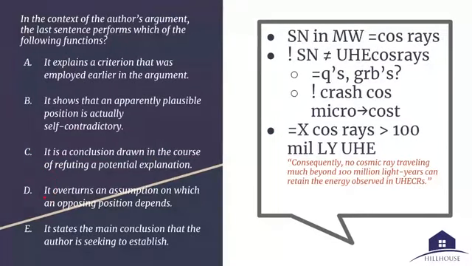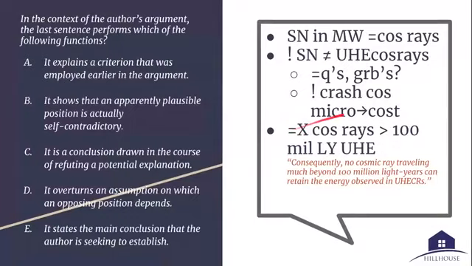Overturning an assumption on which an opposing position depends. There was no opposing position. It did say that it might have been these, but once again, there's no assumption because we know how far away that they are already. Main conclusion that the author is seeking to establish. Possibly, but in this case, C is more specific. It is a conclusion, and it was made in relation to, in the course of, refuting this explanation. So C is the best answer.